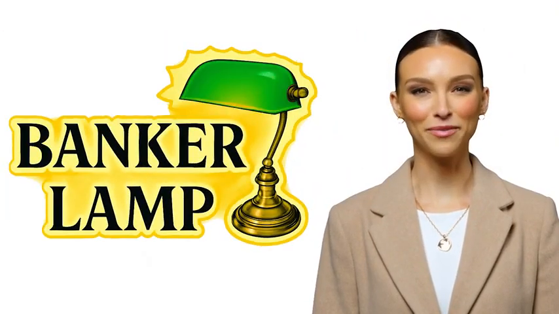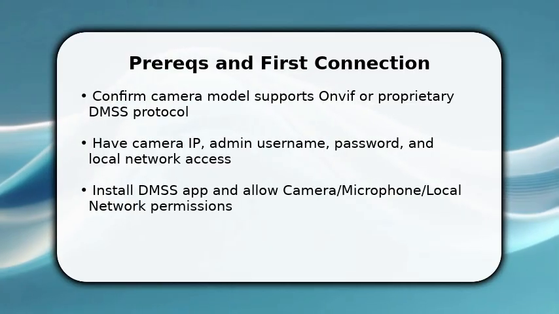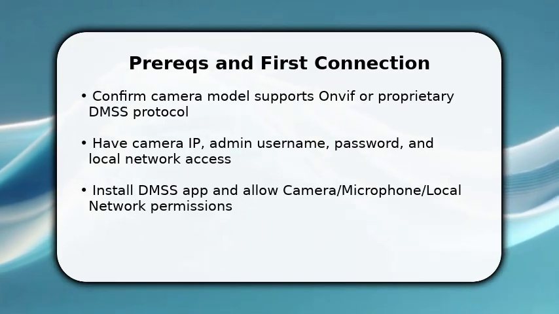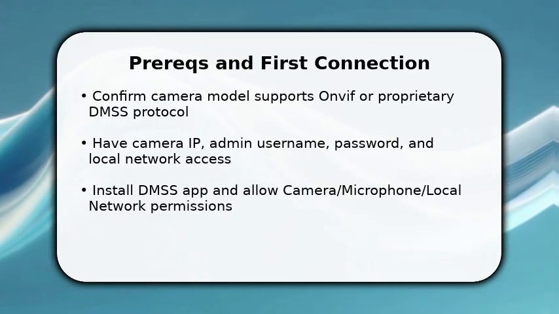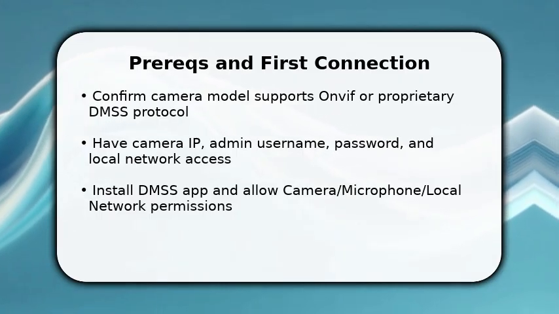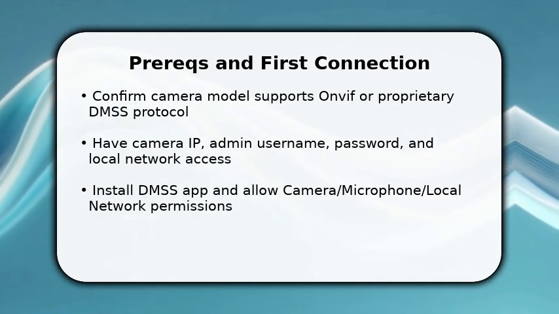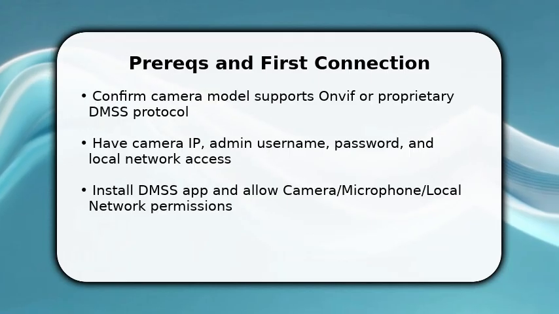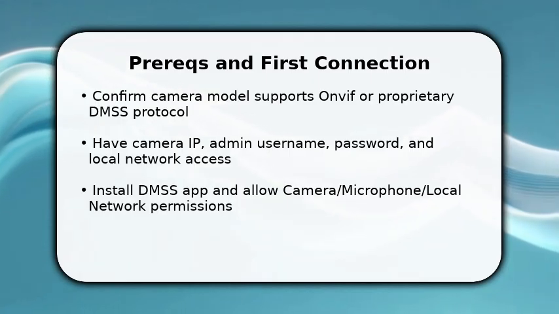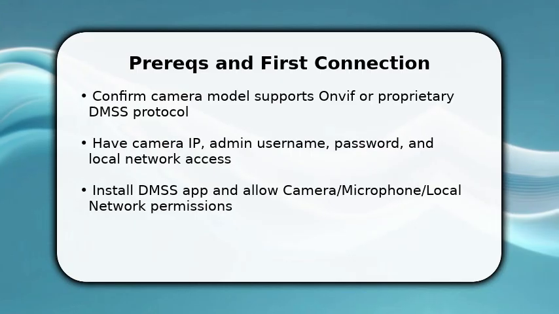You start with essentials. Confirm the camera supports ONVIF or DMSS protocol and that you have IP plus admin credentials. Next, make sure your phone or PC is on the same subnet as the camera. This avoids NAT complications. Open DMSS and grant required permissions so the app can discover devices.